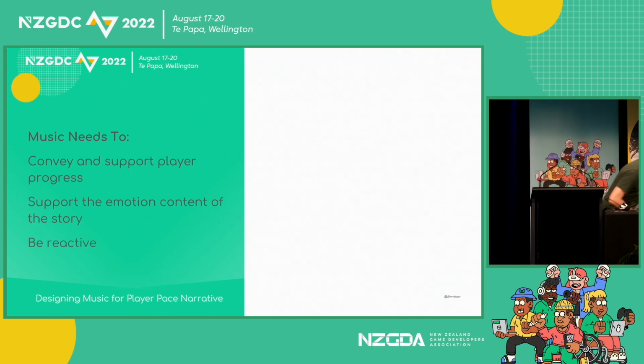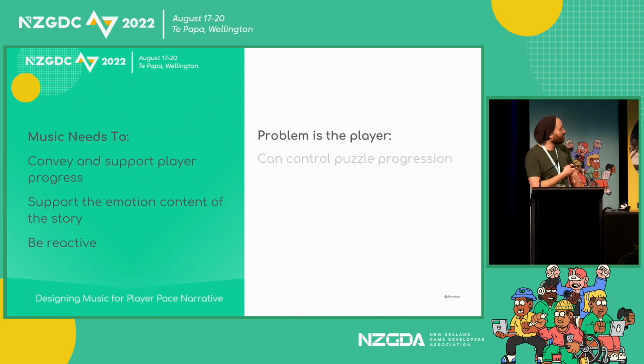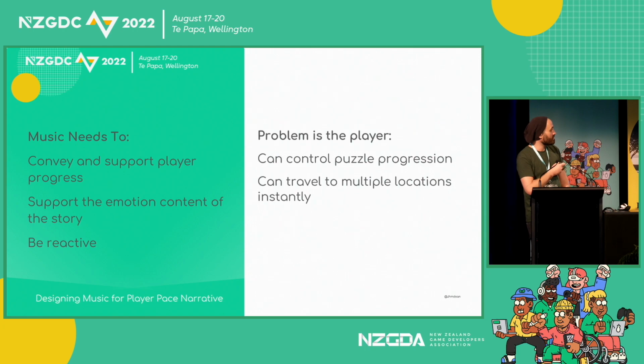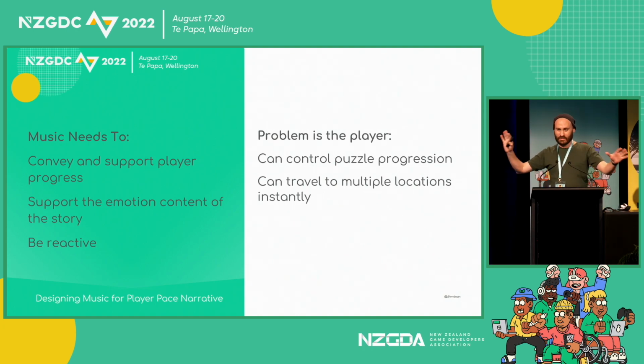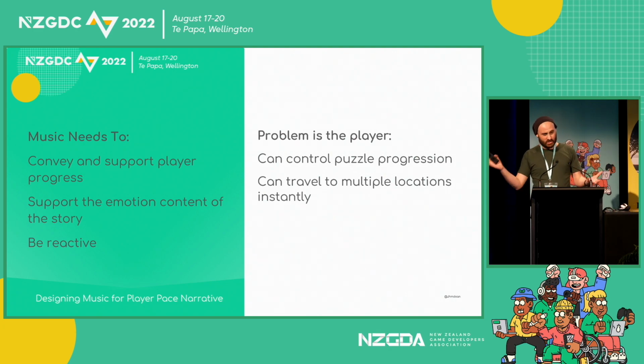And it needs to be reactive, so people don't play the same way. It needs to make sense for a whole bunch of play styles, basically. Problem is, we have players, they do silly things. They can control the player progression, the puzzle progression, can travel to multiple locations at any time, so they can jump out of this puzzle and just go, nah, I'm out of here, jump over to this other thing, and the music still needs to be cohesive-ish and make sense.